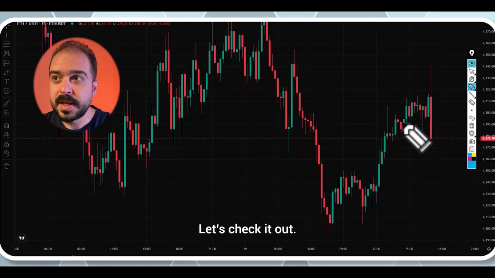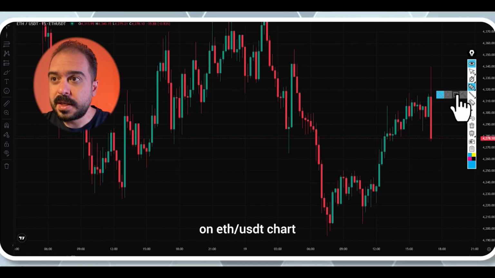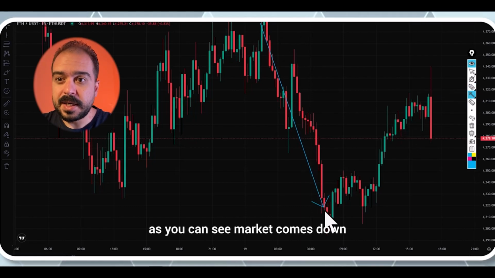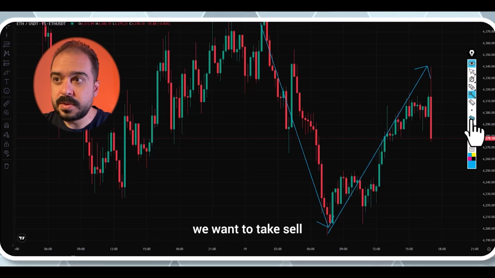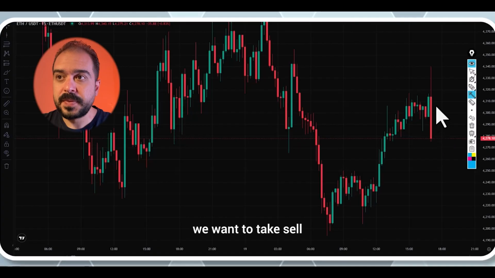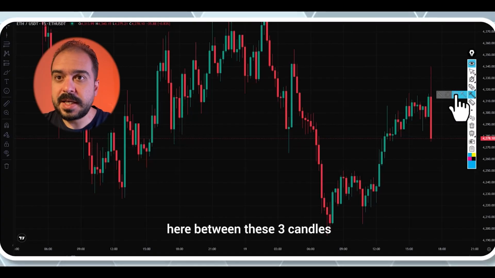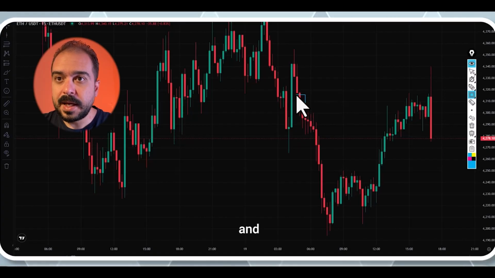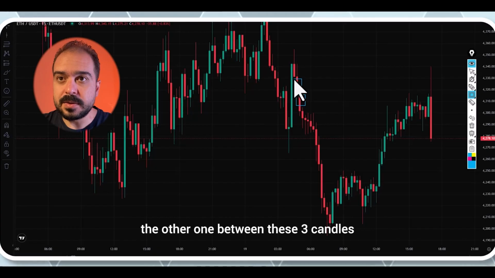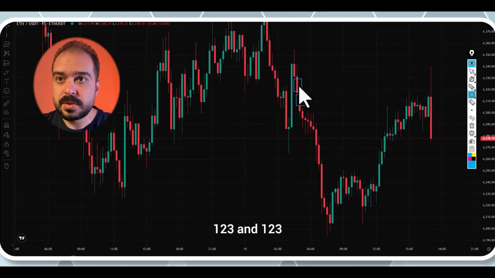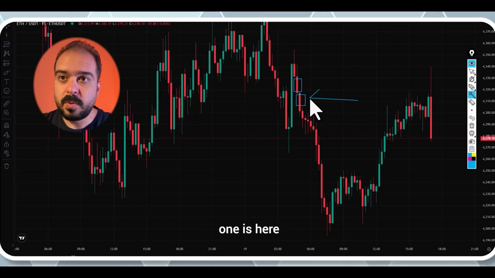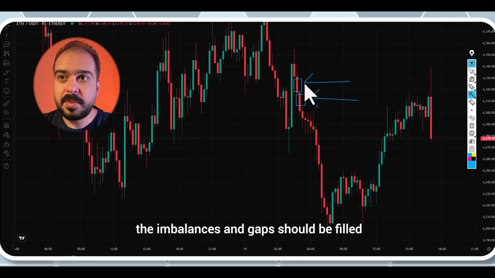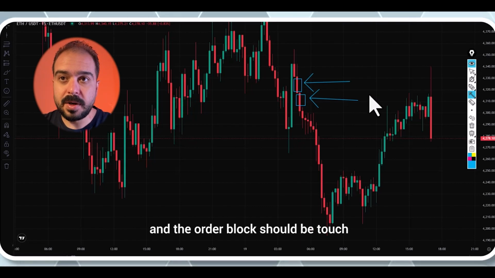Let's check it out. Here I am on the Ethereum USDT chart, and as you can see, market comes down here, then goes up here. And we want to take a sell. So here between these three candles and the other one between these three candles, 1, 2, 3, and 1, 2, 3, we have two imbalances. We have two gaps. One is here, the other one is here. The imbalances and gaps should be filled and the order blocks should be touched.